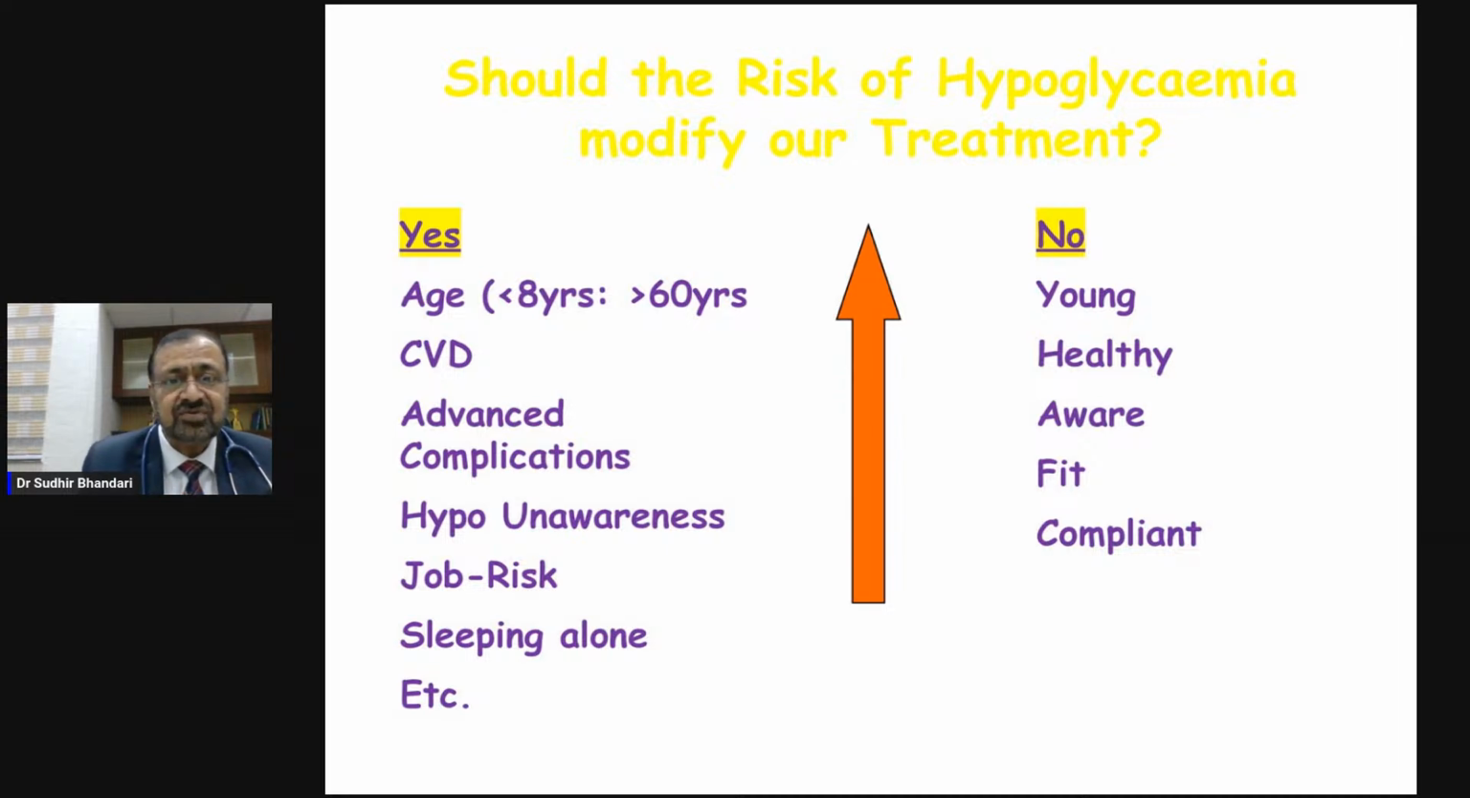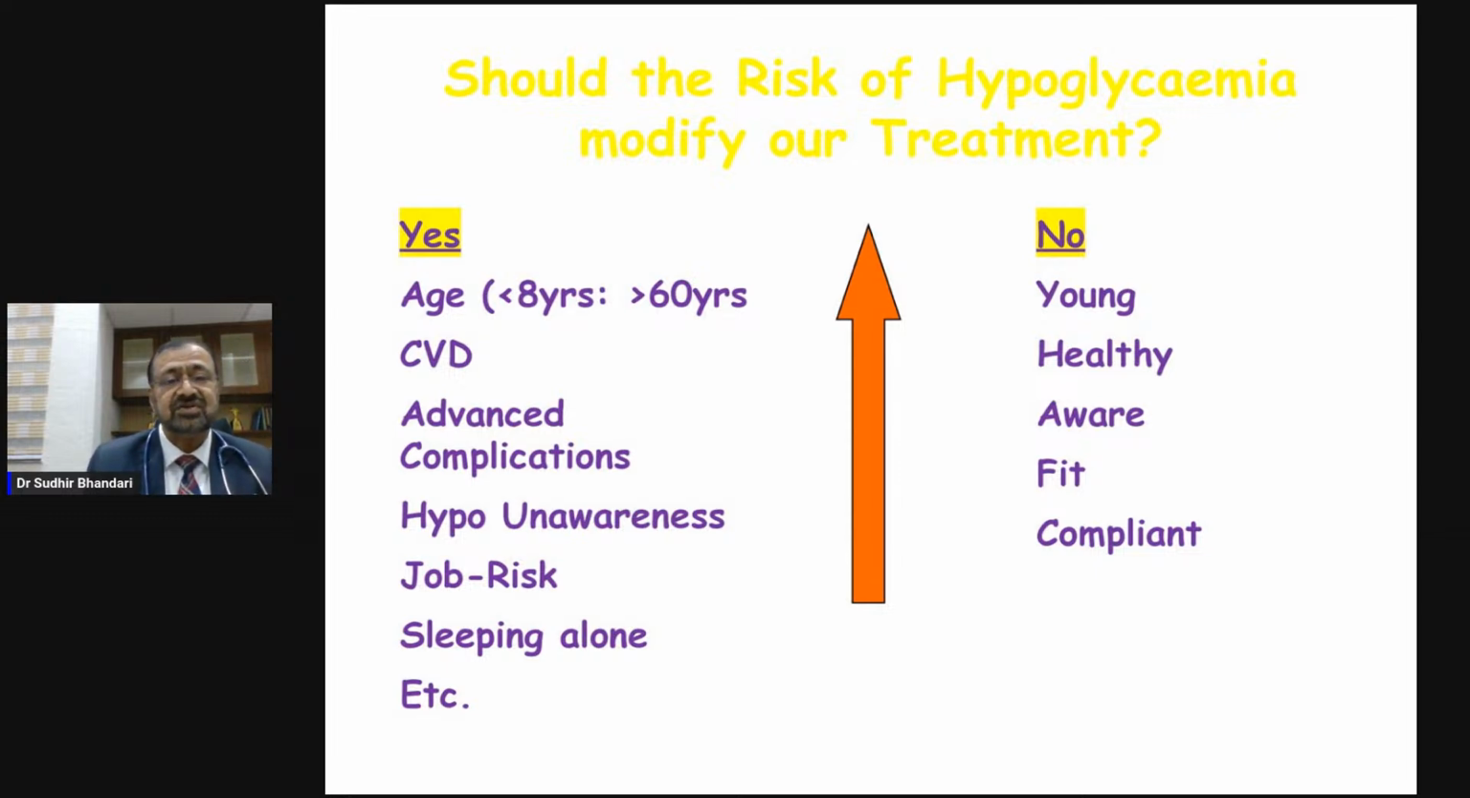There are many situations where the risk of hypoglycemia may modify our treatment. Like if the patient is young, below 8 years, or above 60 years, the patient has CVD, has complications, has hypoglycemia unawareness, has job risk, or sleeps alone, we need to modify the dose of insulin. So another challenge we have is that, depending upon the age, the comorbid condition, and the need of the patient, we need to modify the doses.